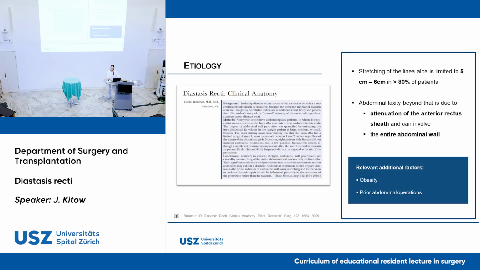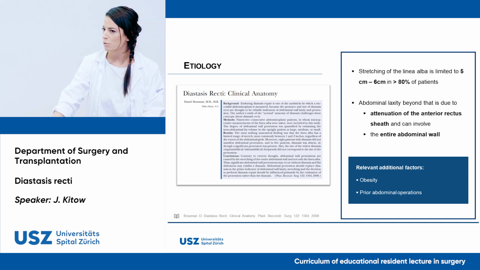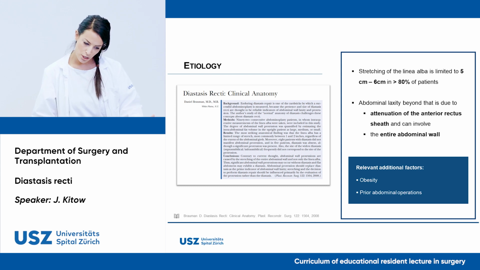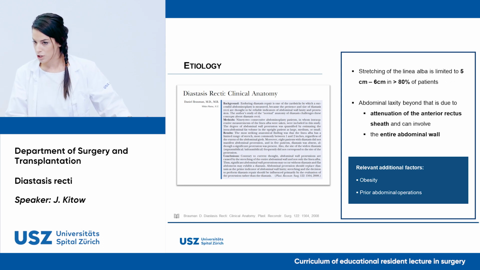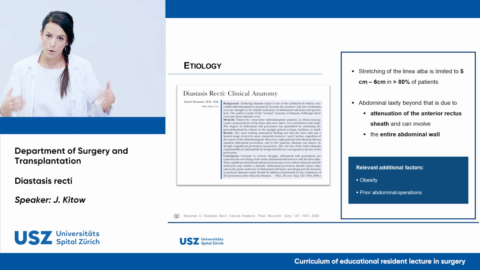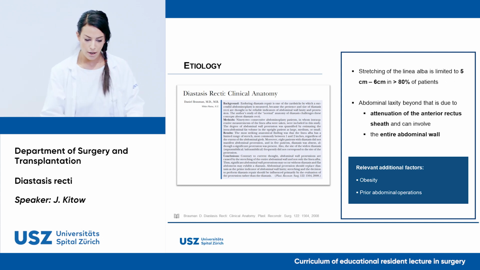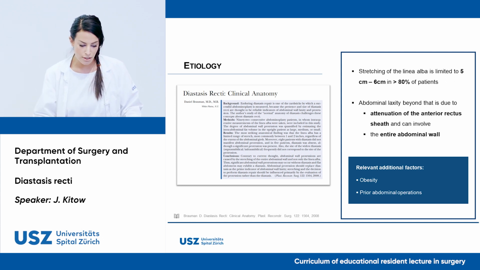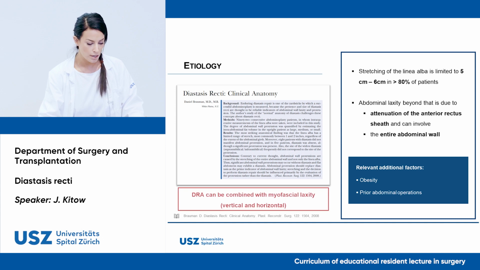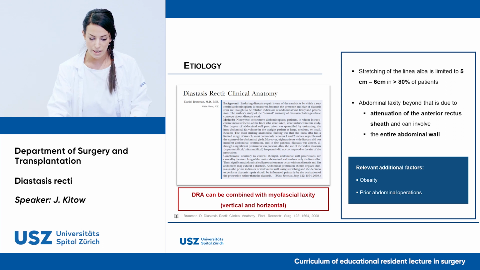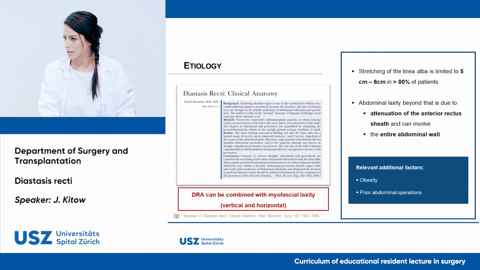But when it comes to abdominal laxity, you have to know that the linea alba is limited in stretching up to 6 centimeters. So there must be concomitant factors. Abdominal laxity also includes the weakness of the anterior rectus sheath, as well as maybe the whole muscular abdominal wall. There are some other relevant additional factors like obesity or prior abdominal surgeries, but actually you can conclude that diastasis rectus abdominis can be a combination of myofascial laxity and widening of the rectus diastasis.